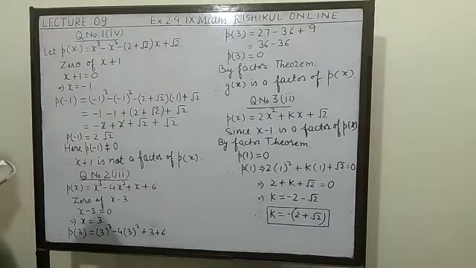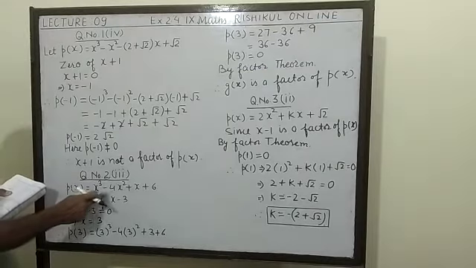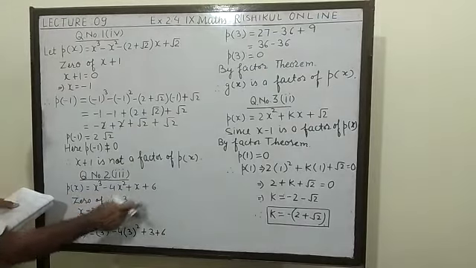Then question number 2 is the same. In question number 2, we use the factor theorem to determine whether g of x, meaning the divisor, is a factor of P of x, meaning the dividend, in each of the following cases. Here we take the third part. P of x, you know very well, is x cube minus 4x square plus x plus 6.